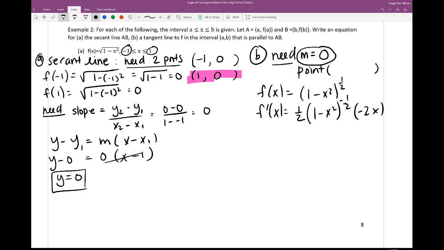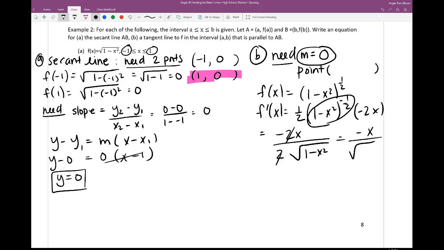I'm going to simplify this out a little bit, so here we go. I'm going to make this piece into a positive exponent by putting it in the bottom. So on the top, I will have now -2x over 2 times the square root of 1 minus x squared, because a positive half is square root. The 2's will cancel, so now I have -x all over the square root of 1 minus x squared. Now this is the derivative, okay? The derivative, and I need the slope to be 0.